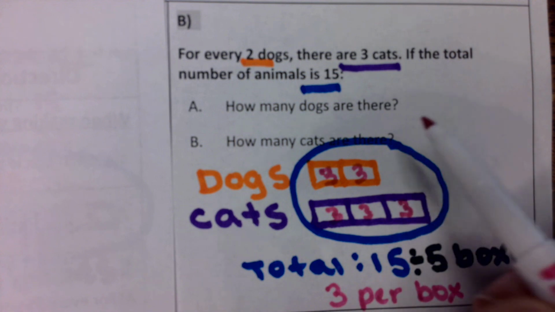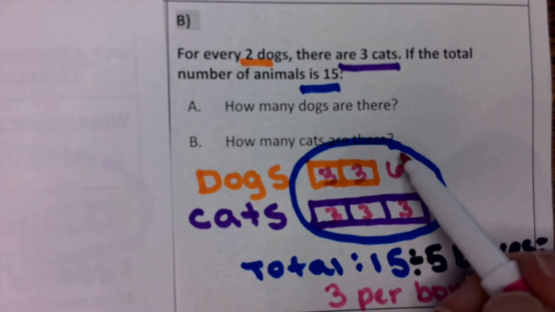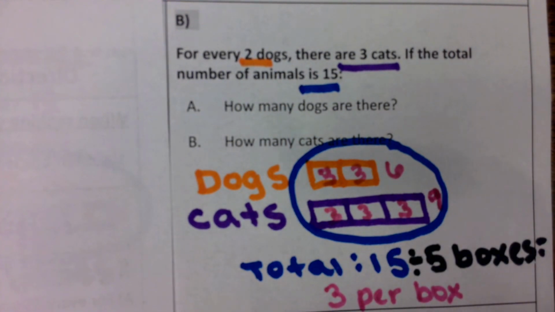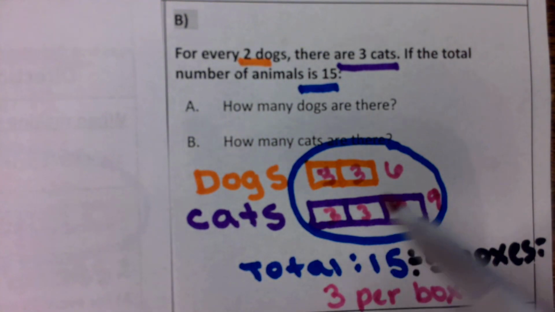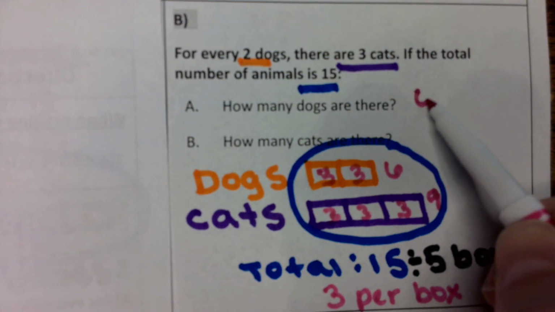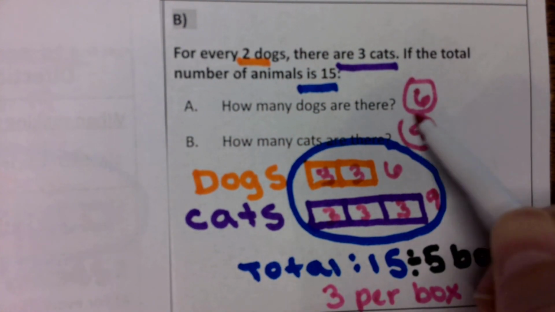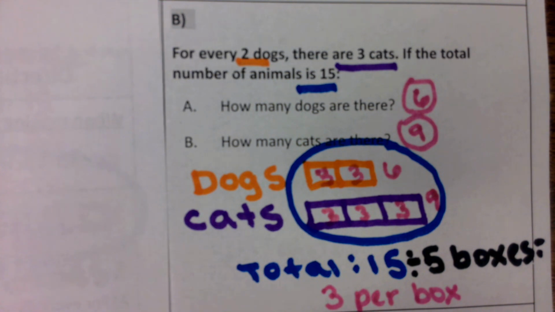So I can see that I have 3 plus 3 is 6 dogs. 3 plus 3 plus 3 is 9 cats. And 6 plus 9 is 15. That's the total amount of animals we had. So that's how I know we're right. So we had 6 dogs, 9 cats. Go ahead and do C on your own. Remember, there's steps at the top to help you.